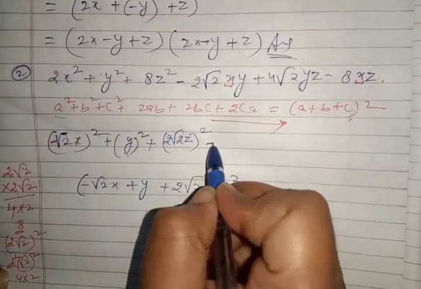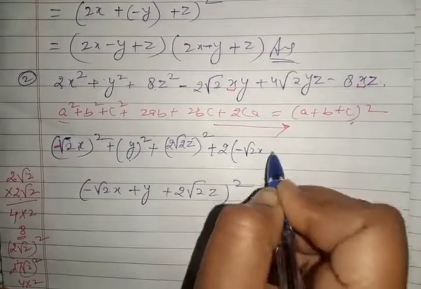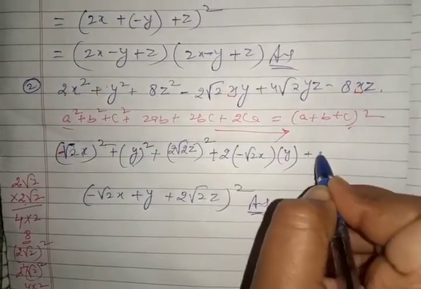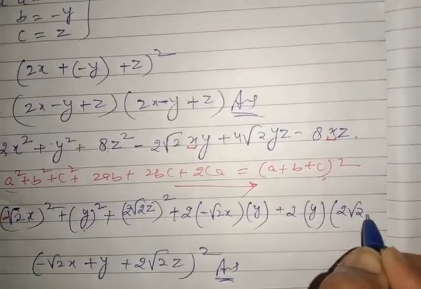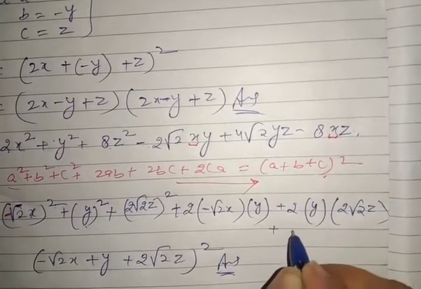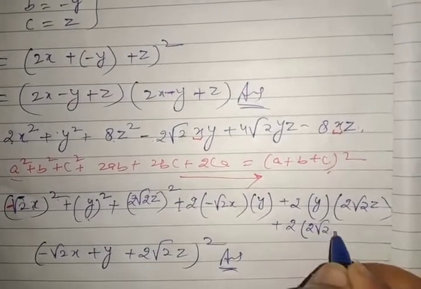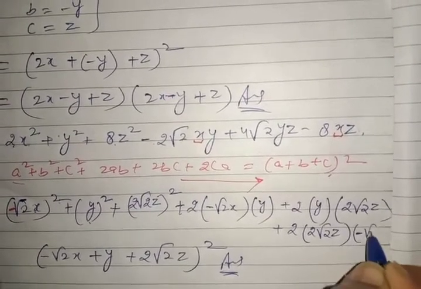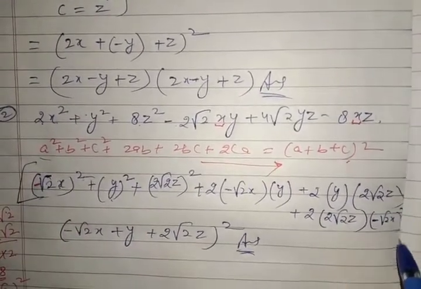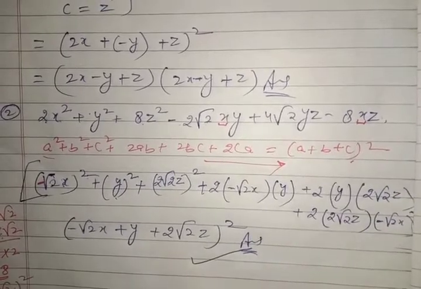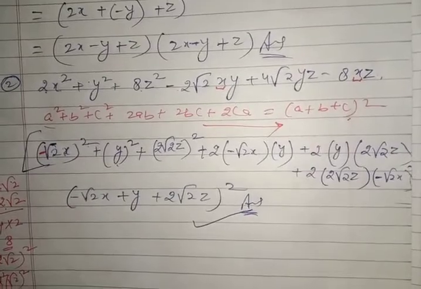We need to show the complete expansion here. 2a and b, then 2b and c, then 2c and a. This you need to show in the exam, then you will write your answer. I hope this part is clear to you. You can do exercise questions also with the help of it.